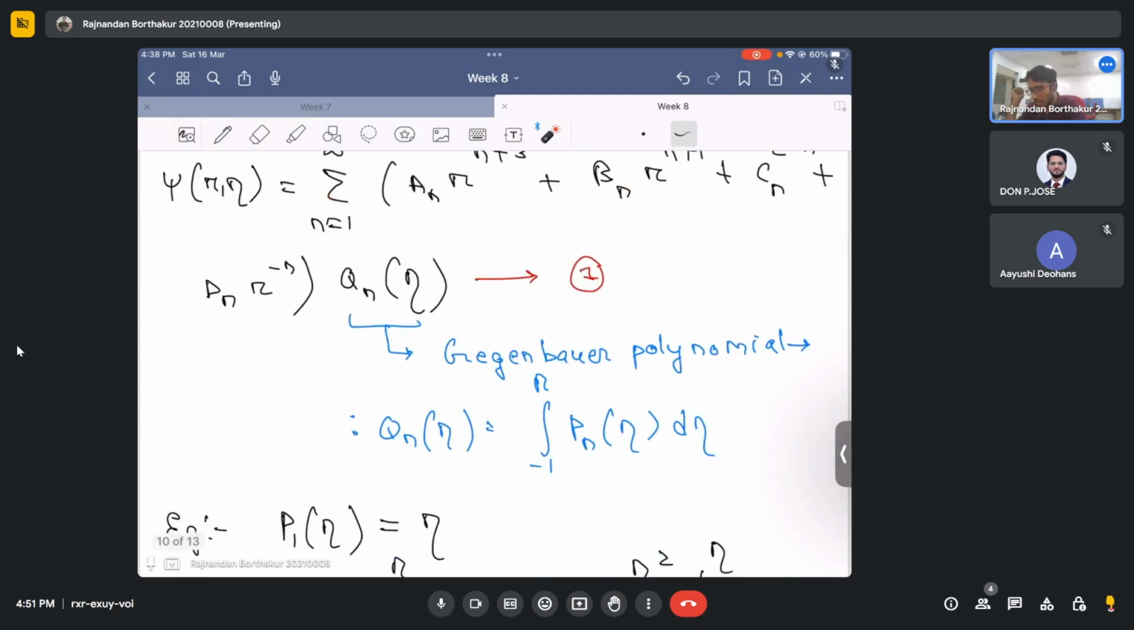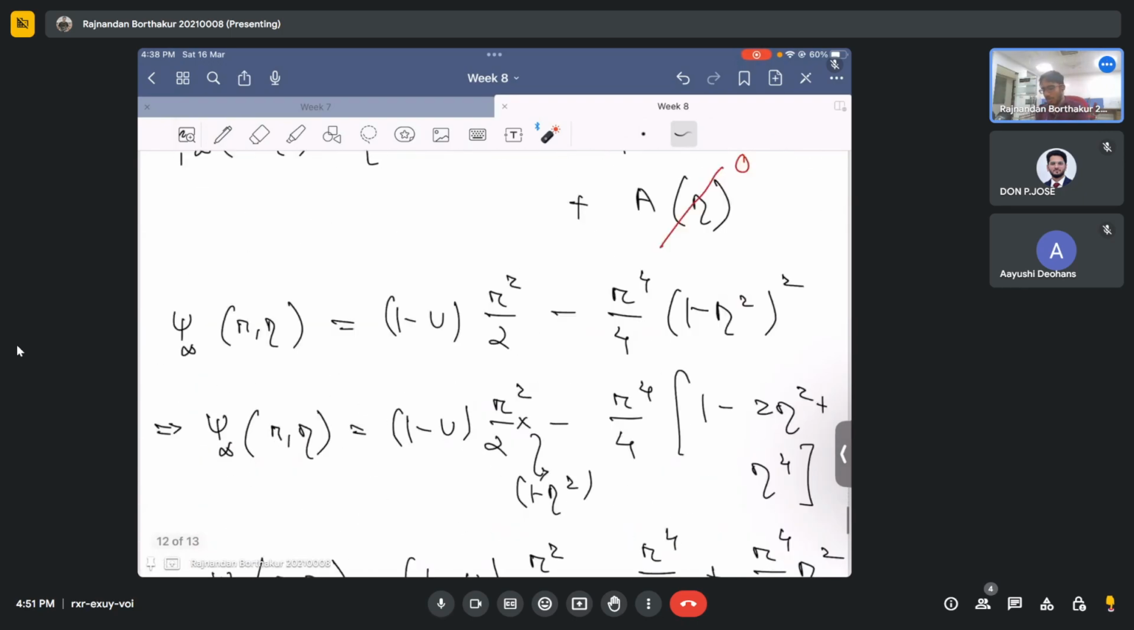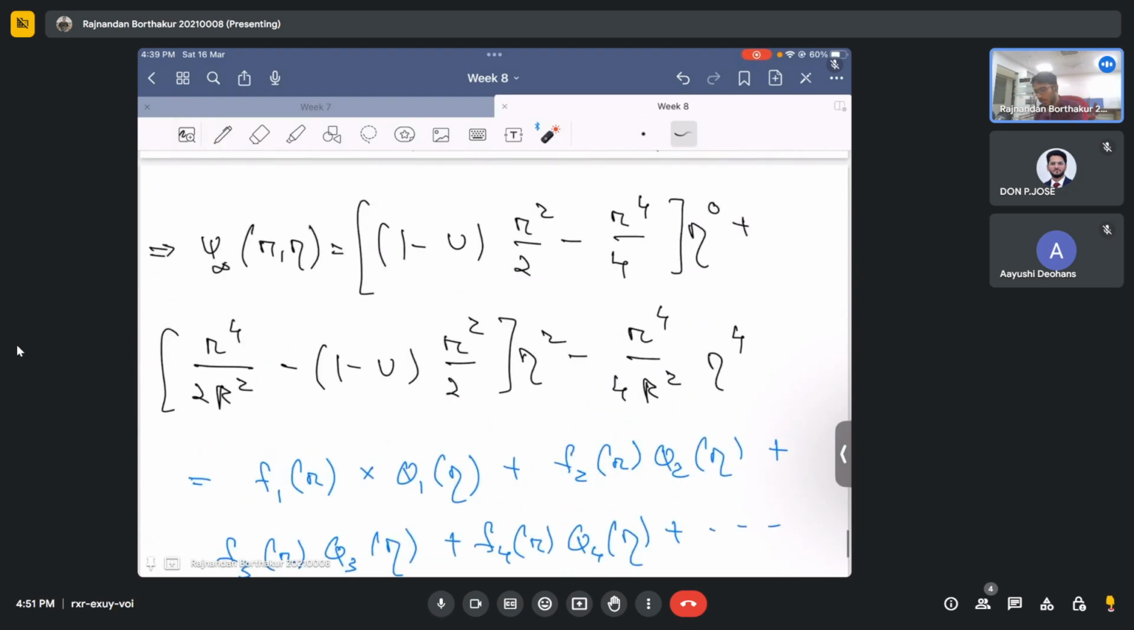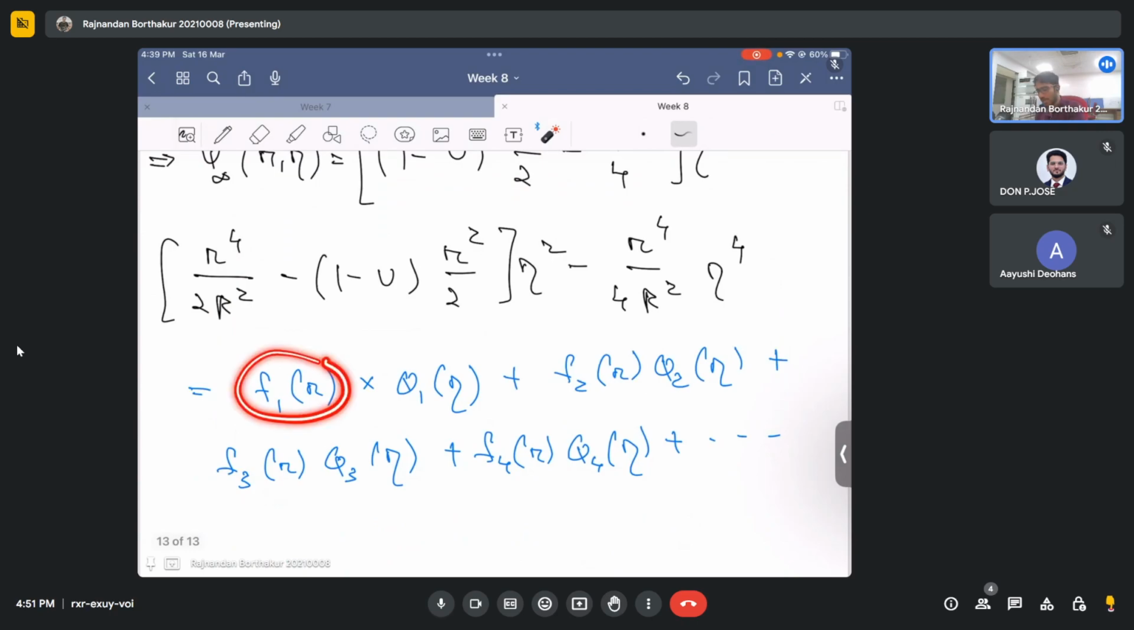Okay, so we will stop here for today. In the next class we'll begin from this point. We'll begin from here and try to evaluate what these f1, f2, f3, and f4 would be, and then how many modes. I have written this as a series solution, but we will see that only n equal to 1 and 3 modes will survive and all other modes will not be present.